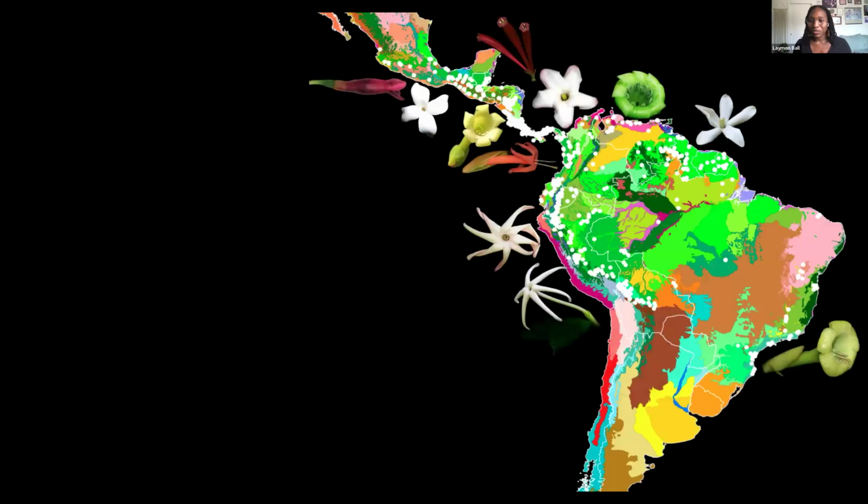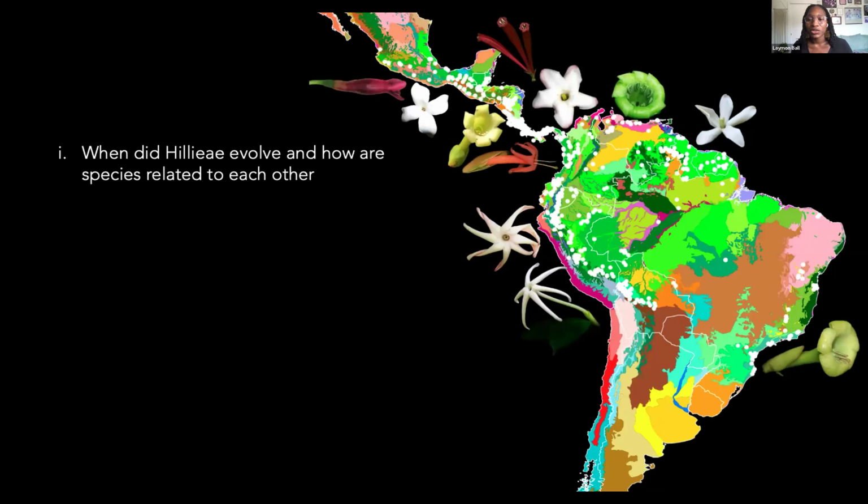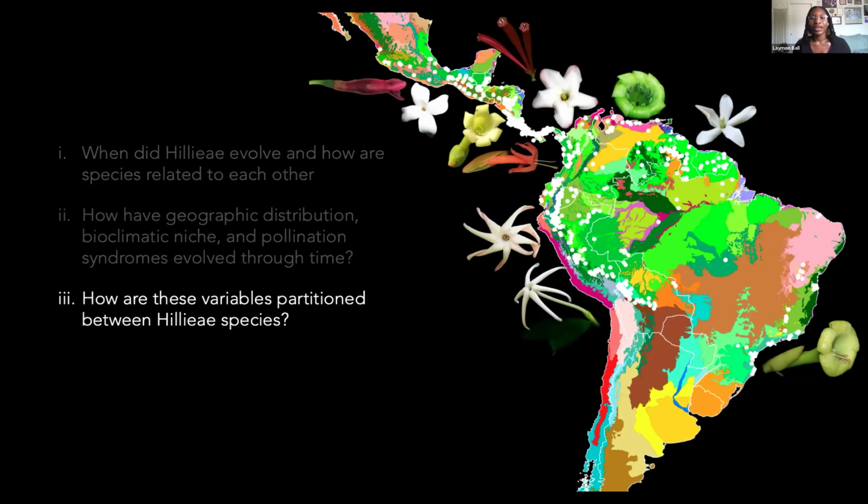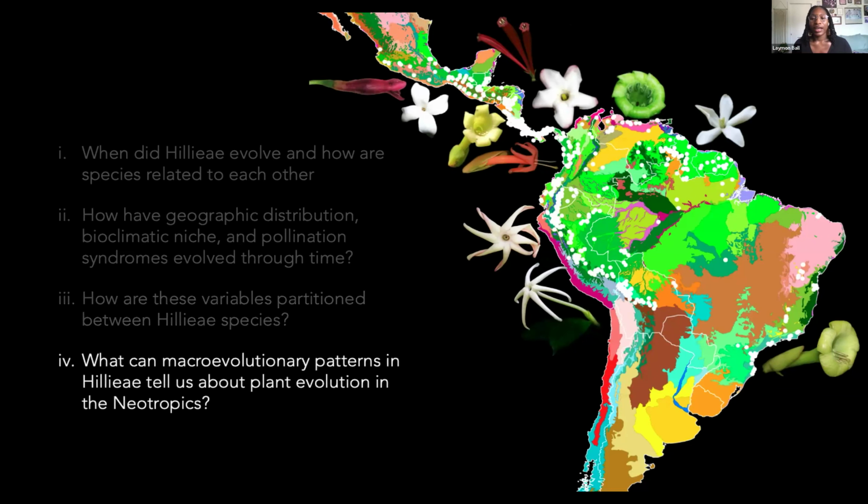And so the group's distribution throughout Latin America and that high floral diversity raise really interesting questions about how the group evolved. And so some of the questions that I'm interested in are how these species are related to each other, first of all. How have geographic distribution, bioclimatic niche, and pollinator use evolved through time? How are these variables partitioned between different Hyliae species? And then what can these macroevolutionary patterns tell us about plant evolution in the neotropics more broadly?